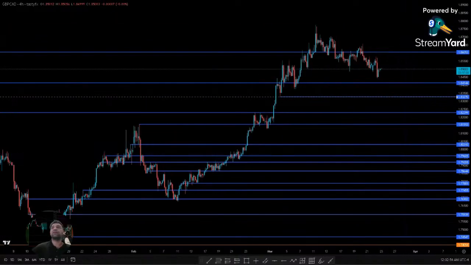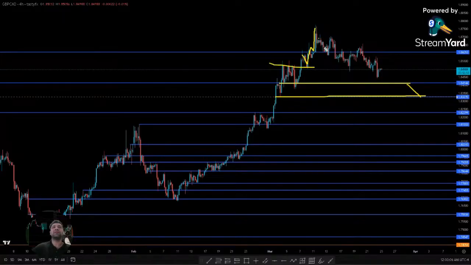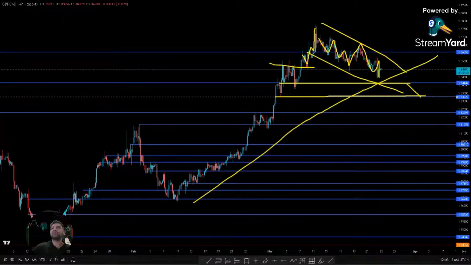GBP/CAD right here, order block right here, prices have been holding above that, and there's a breakout, pullback, continuation on the upper side, again came back down there, constantly pushing on the downside like that. But overall trend is bullish.